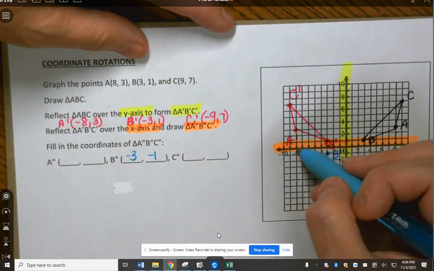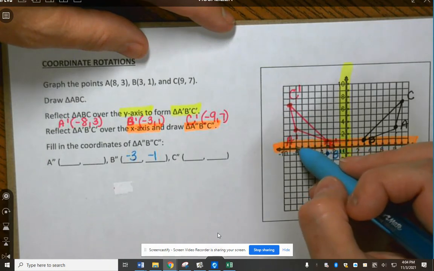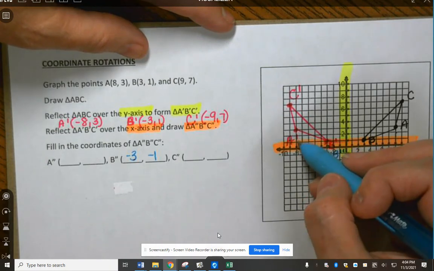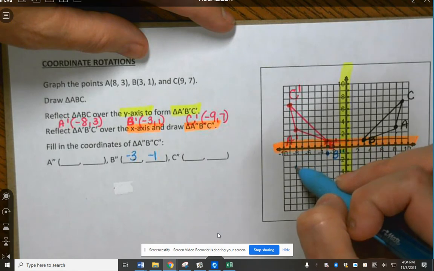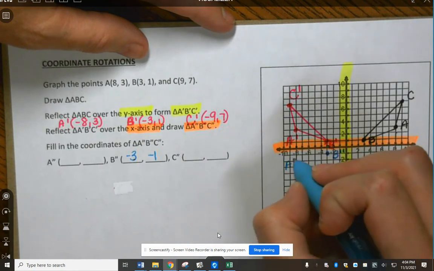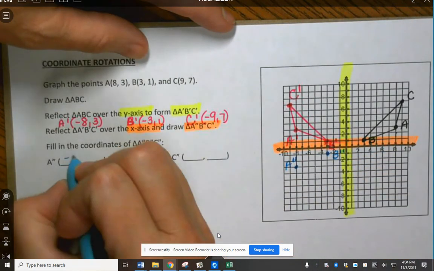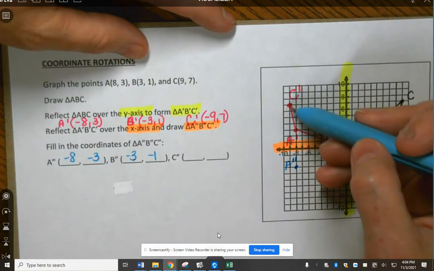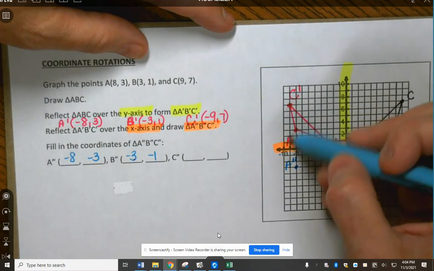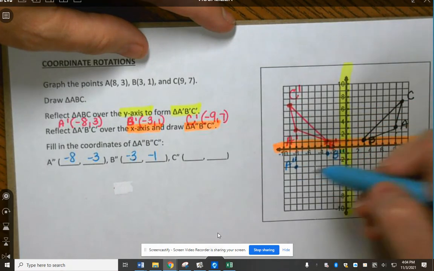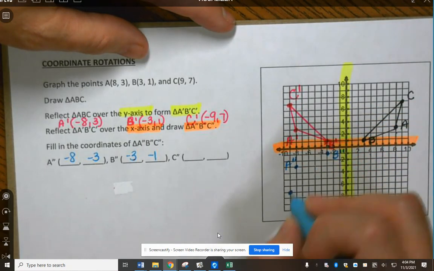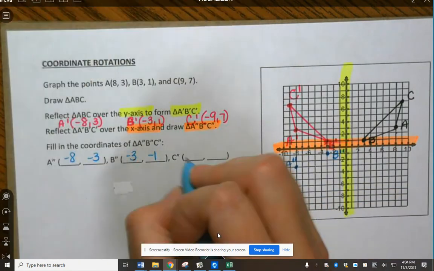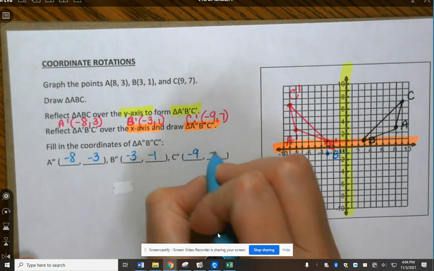A prime is 1, 2, 3 units above, so it's going to be 1, 2, 3 units below. That's A double prime at -8, -3. And C prime is 7 units above, so I'm going to go 7 units below to get C double prime. And that's going to be at -9, -7.